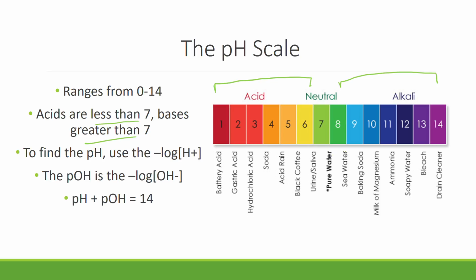And then you start getting more basic: seawater, slightly more basic, and then baking soda, magnesium, ammonia, which we saw in our Bronsted-Lowry acid-base complex, soapy water, bleach, and drain cleaner. So to find a pH value, you take the negative logarithm of the H plus value. The H plus value is basically the concentration of the hydronium ions. So the negative log of the H plus will give you the pH, but if you want to find the pOH, it's a little bit different.